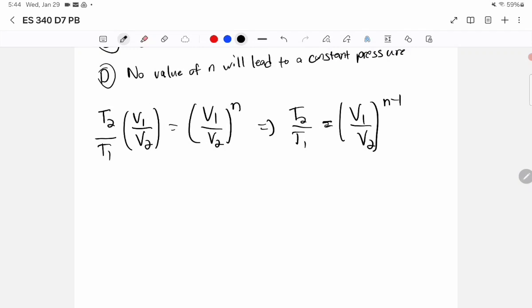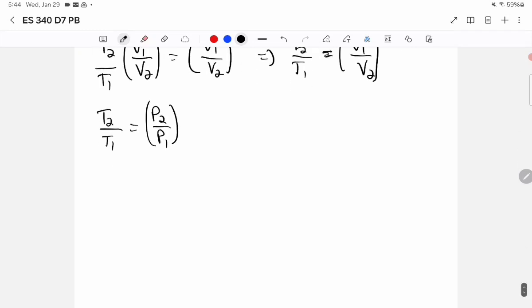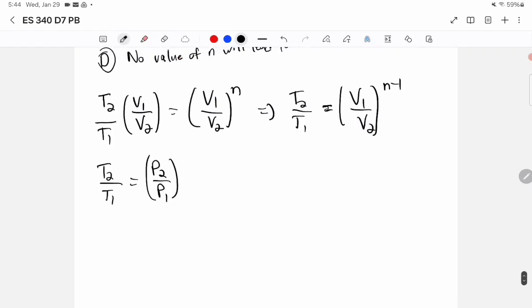So what we find is that T2 over T1 is equal to P2 over P1 all to the power n minus 1 over n, and that's also equal to V1 over V2 to the n minus 1. Okay, so we have this nice relationship. Again, all of this is for an ideal gas.